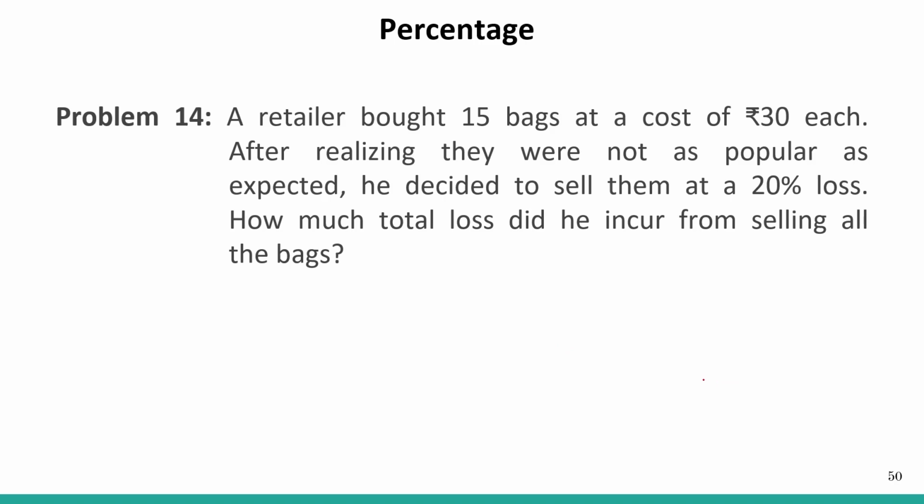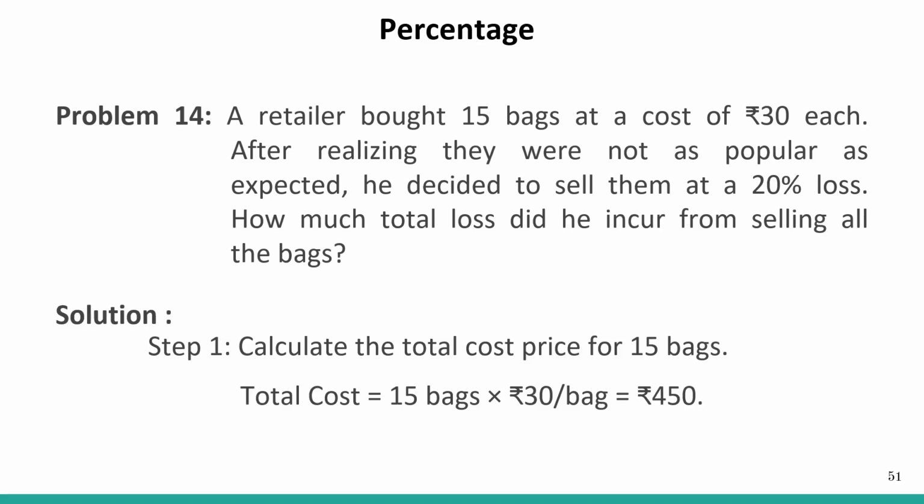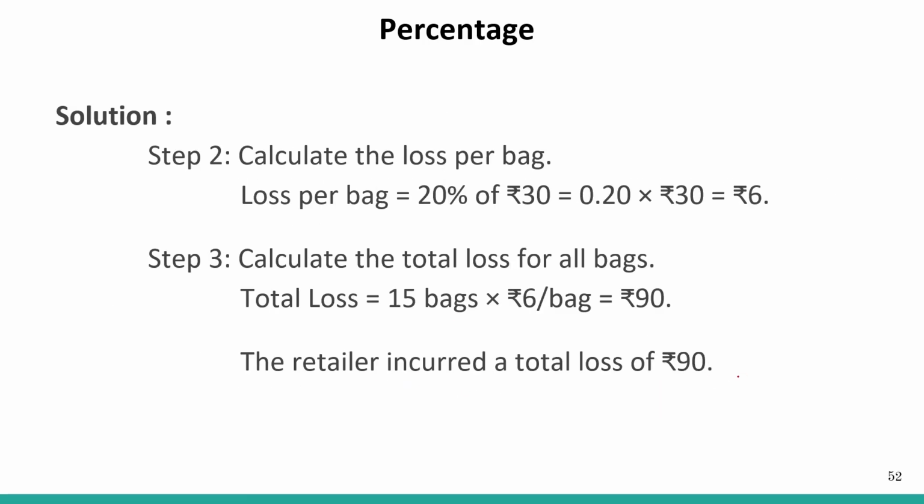So let's see problem number 14. A retailer bought 15 bags at a cost of 30 rupees each. After realizing they were not as popular as expected, he decided to sell them at 20% loss. How much total loss did he incur from selling all the bags? Calculating the total cost price for 15 bags: 15 bags into 30 rupees per bag, that is 450 rupees.